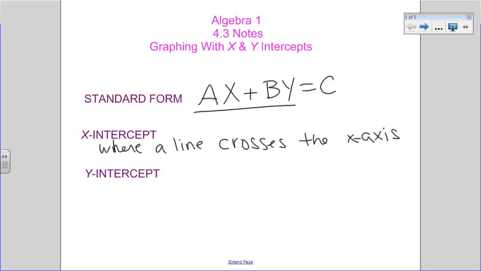Y-intercept, we should already know. Why? Because we've been graphing with the y-intercept, haven't we, guys? The y-intercept is just where a line crosses the y-axis. Exactly. It's pretty self-explanatory. But what's important, the reason I start with that, ladies and gentlemen, is there are things about the x and y-axis that are going to help us solve these equations. They're going to help us find these intercepts rather quickly.